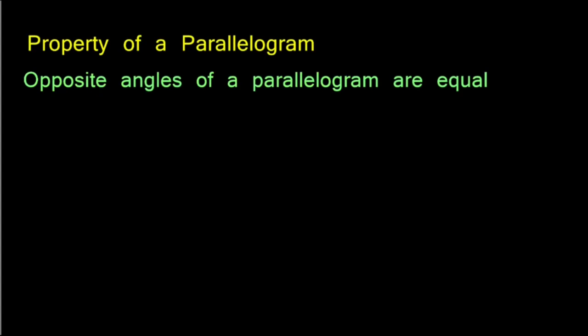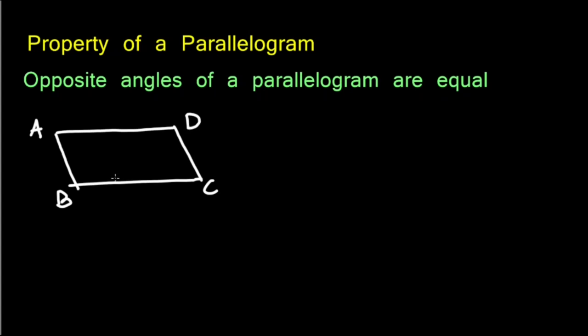Next property of a parallelogram is opposite angles of a parallelogram are equal. Let us prove this property. We have the parallelogram ABCD. Let us draw diagonal BD. We have just seen that because of this diagonal BD, the alternate angles, angle 1 is equal to angle 2 and angle 3 equals angle 4.